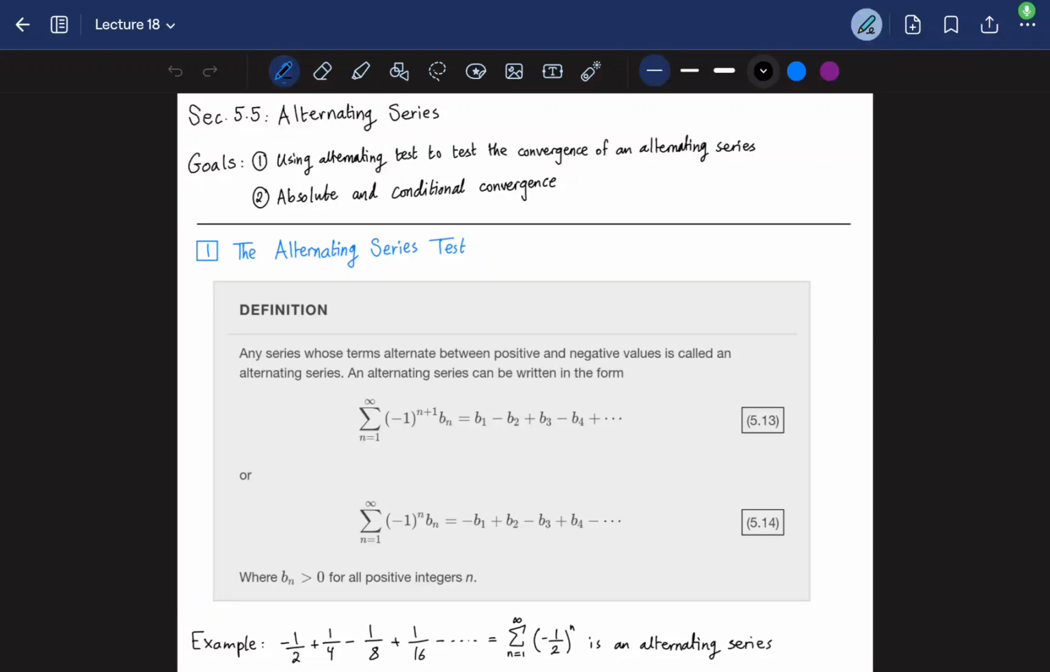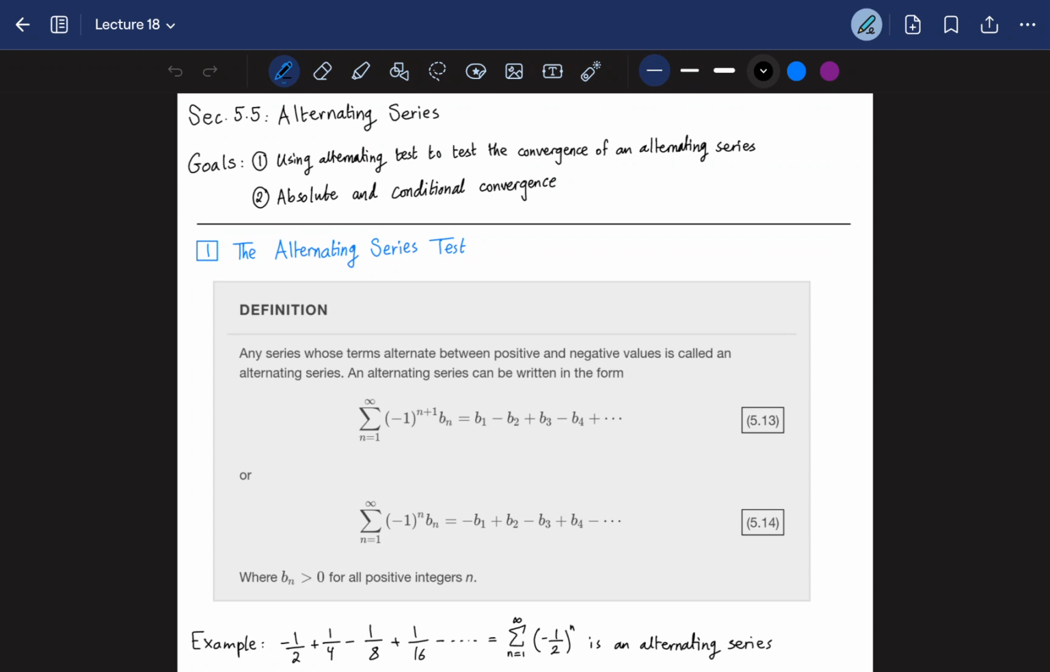In section 5.5, we're going to talk about alternating series. So we're going to talk about the alternating series test, and we're going to talk about absolute and conditional convergence. So let's start by defining what an alternating series is.